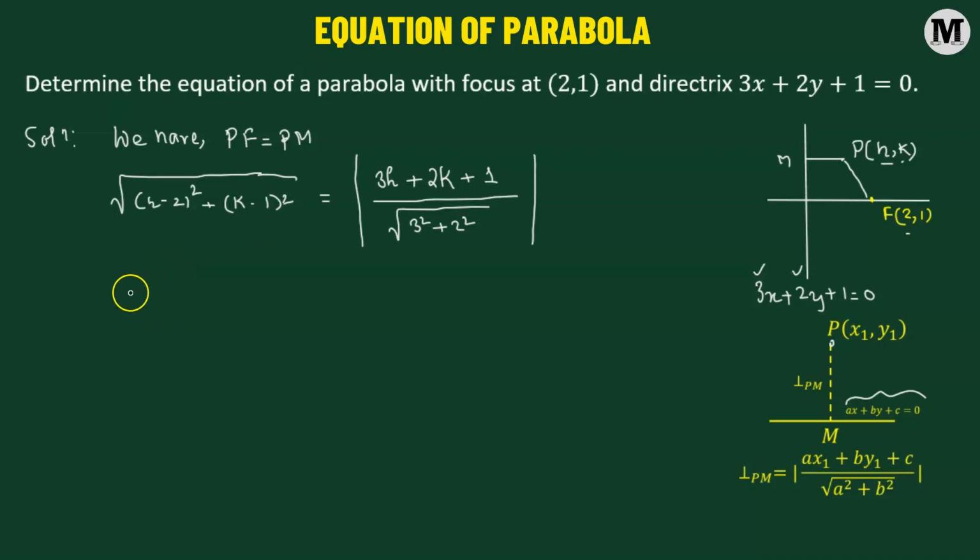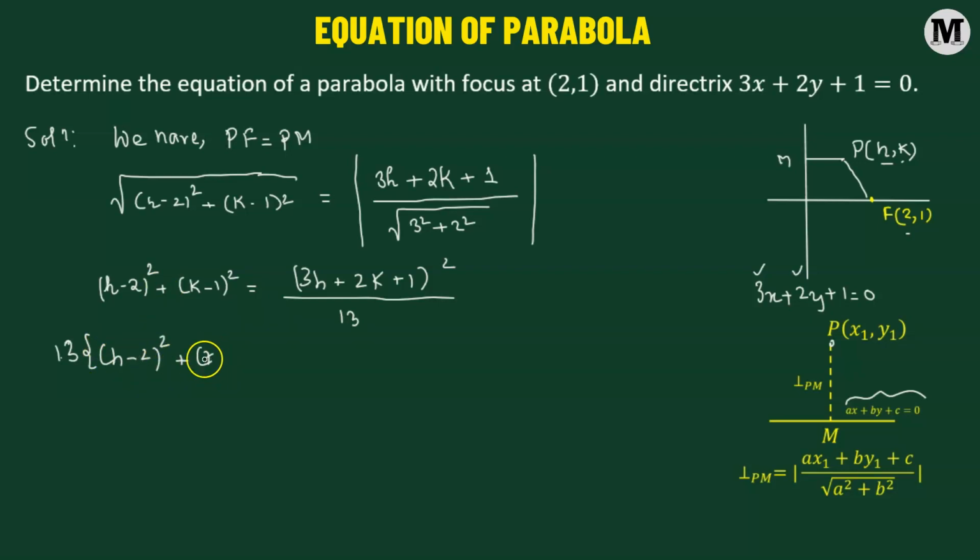We'll square both sides. That gives us (h minus 2) whole squared plus (k minus 1) whole squared equals (3h plus 2k plus 1) whole squared. Now 3 squared is 9 and 2 squared is 4, so 9 plus 4 is 13. We have the square root of 13 in the denominator, but after we square it, we simply get 13. Now we need to simplify. We cross multiply 13 with the left hand side, so we get 13 multiplied by (h minus 2) whole squared plus (k minus 1) whole squared, equal to (3h plus 2k plus 1) whole squared.